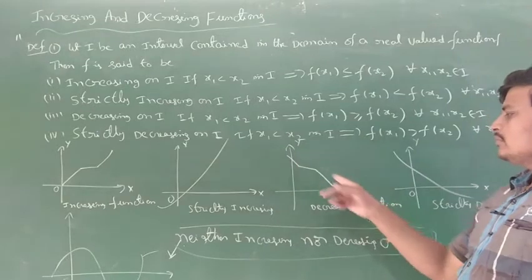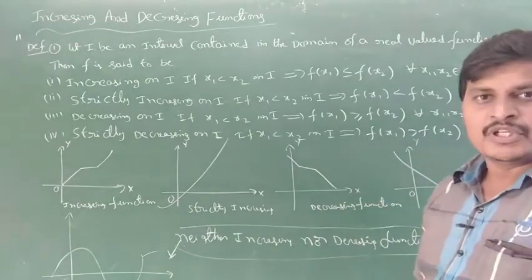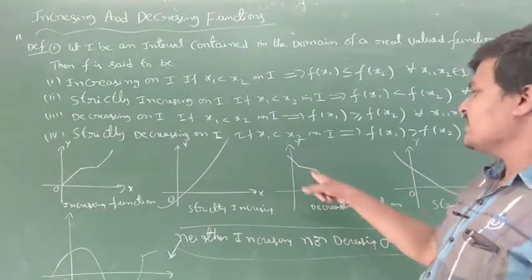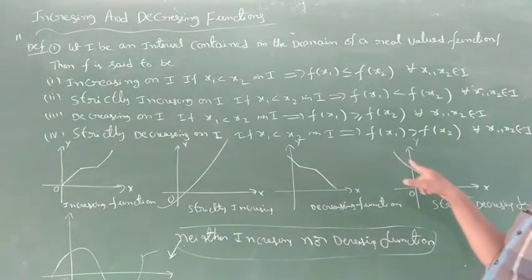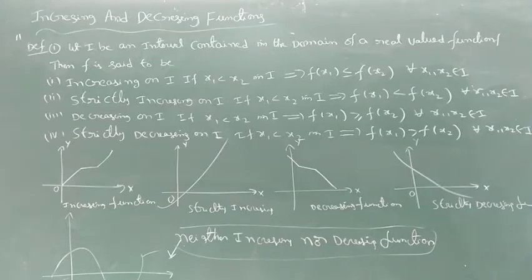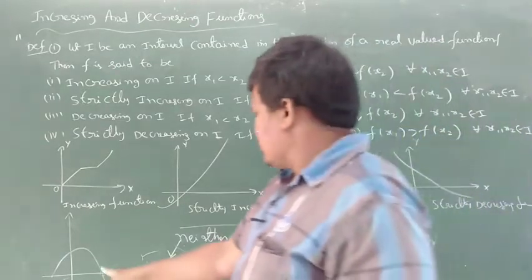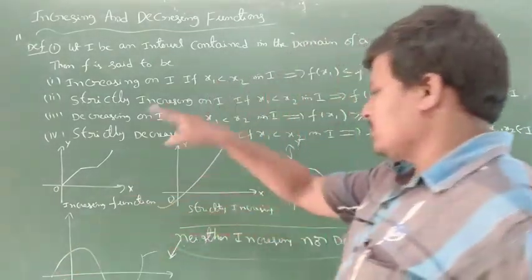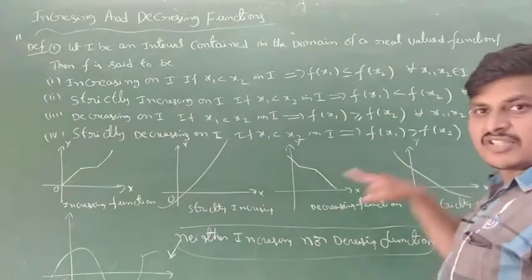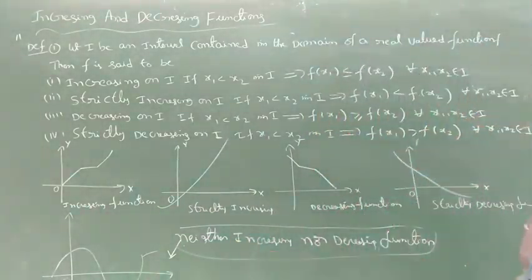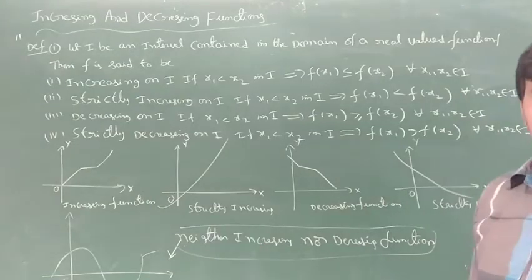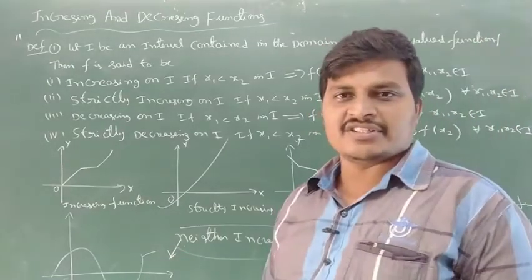Decreasing means going from top to bottom, so this is decreasing. This one, going straight from top to bottom, is strictly decreasing. This one is a curve, going up and down. This is neither increasing nor decreasing.